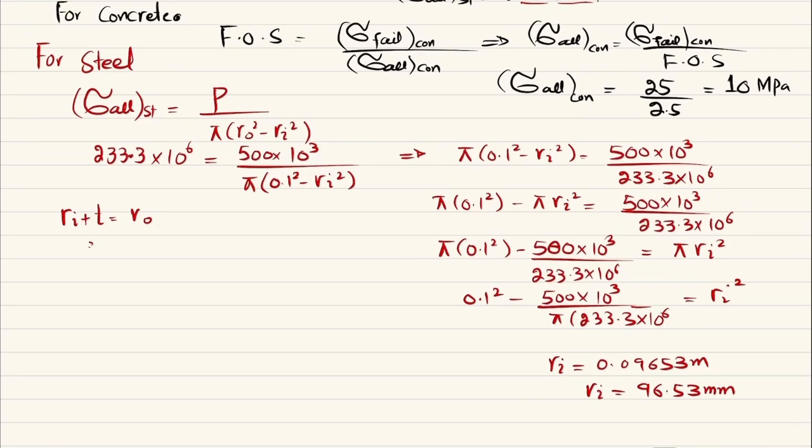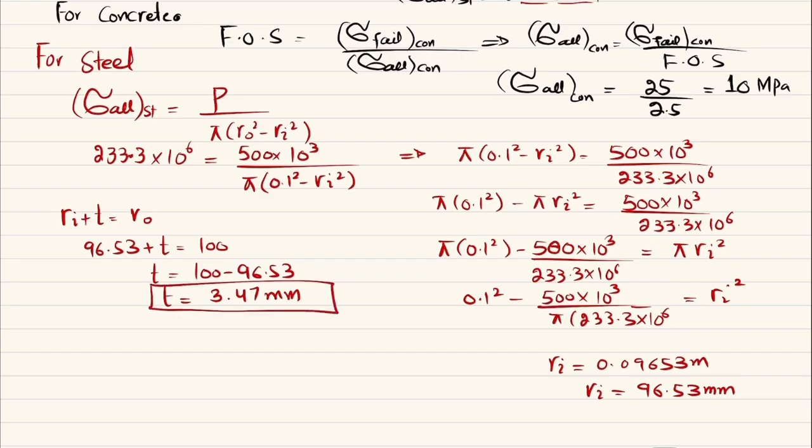So you can put RI is 96.53 plus thickness is not known and R naught is 100 millimeter. So thickness will be equal to 100 minus 96.53 millimeter. So from here you will get the thickness of this steel pipe is 3.47 millimeter. So this is the answer of our first part.